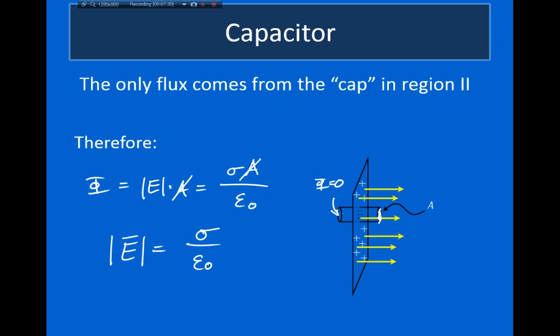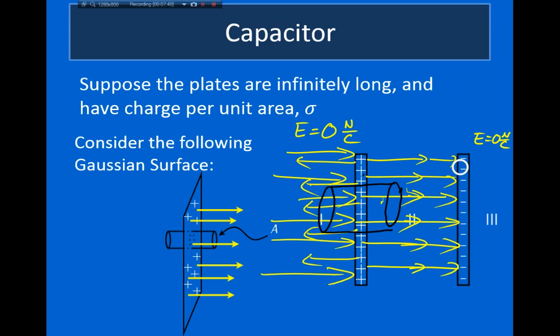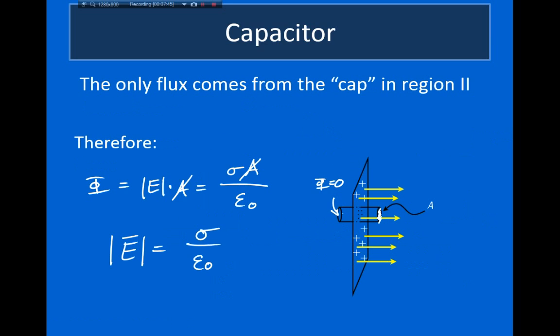If you recall before, the electric field that's caused by just a single plate was sigma divided by 2 epsilon naught. So this is just twice as much, and that's because I've got two plates that are adding together. Their electric fields are adding in this region too, so it's just going to be twice as much.